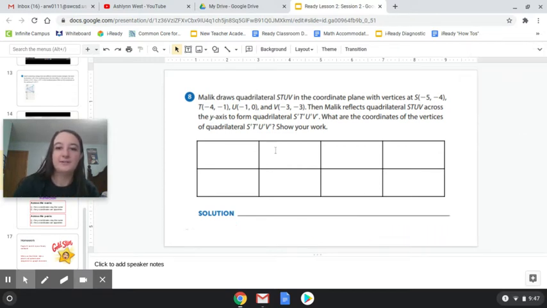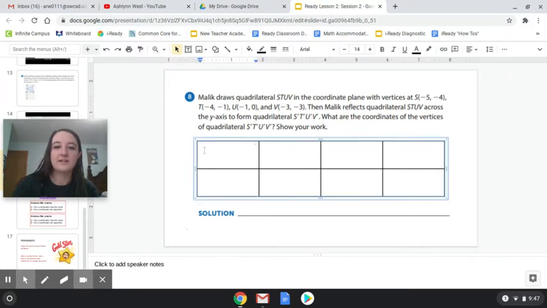So, here we have our S, which we see is at (-5, -4). Again, we have to make our x value the opposite. So the opposite of -5 is +5, and we keep our y value the same, so -4.